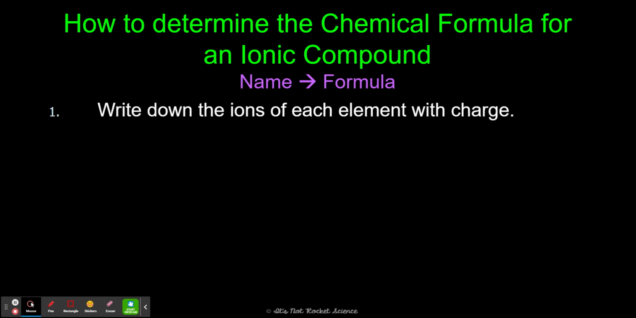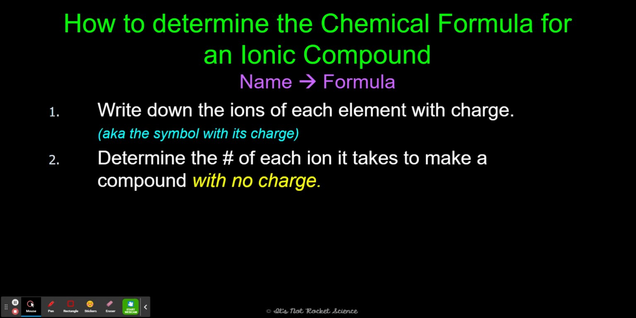So first, I'm going to write down the ions of each element with their charge, so the symbol with its charge. Determine the number of each ion it takes to make a compound with no charge. So we need the positive charge to cancel out the negative charge. They need to be equal, positive to negative. So how many of each of these ions do we need for that to happen?